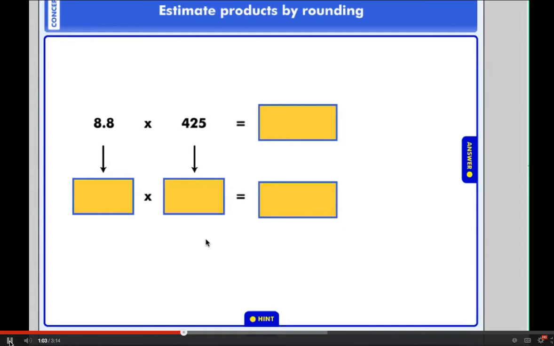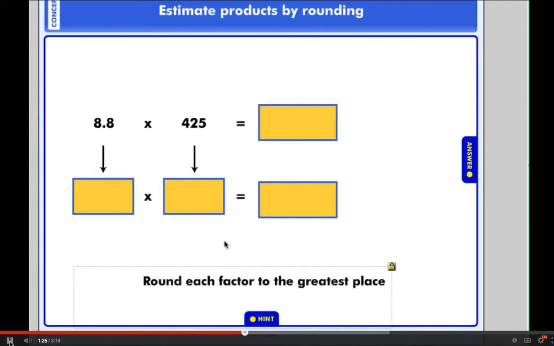Let's say you have the problem 8 8/10 times 425. Now, when making a magnitude estimate, generally you're going to round numbers, and you're going to use ones that work well for you. A good hint to follow, though, is that you should round each factor to the greatest place.